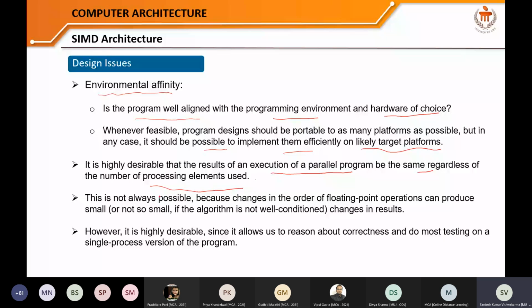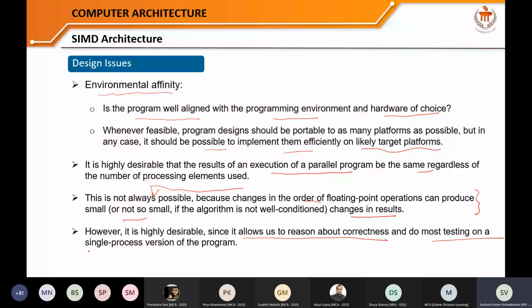It is not always possible, because changes in the order of floating point operations can produce small changes in results. So this seems to be a very difficult task, and let us explore how things can be made manageable in terms of writing code. The solution is, it is desirable to allow reasoning about correctness and do most testing on a single process version of the program to maintain the integrity and the effectiveness.